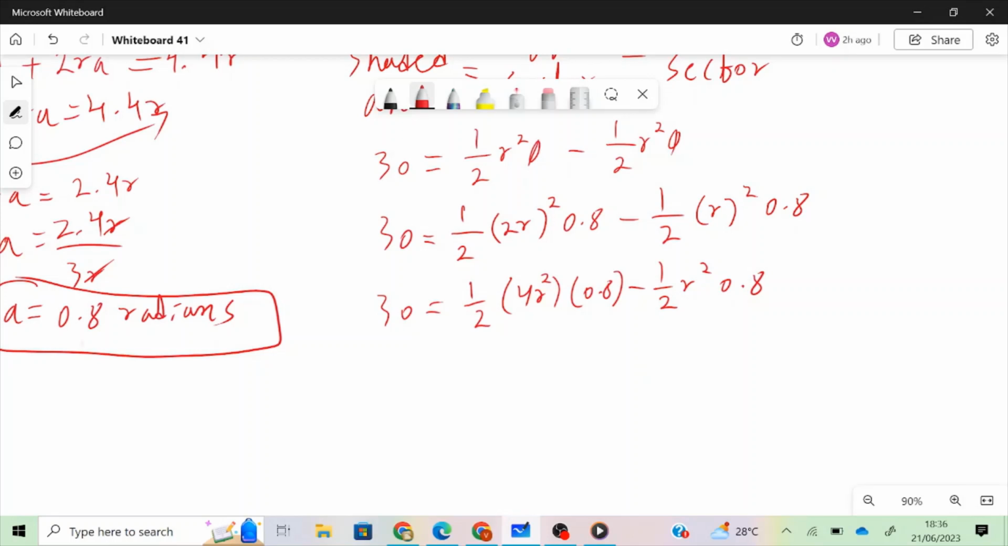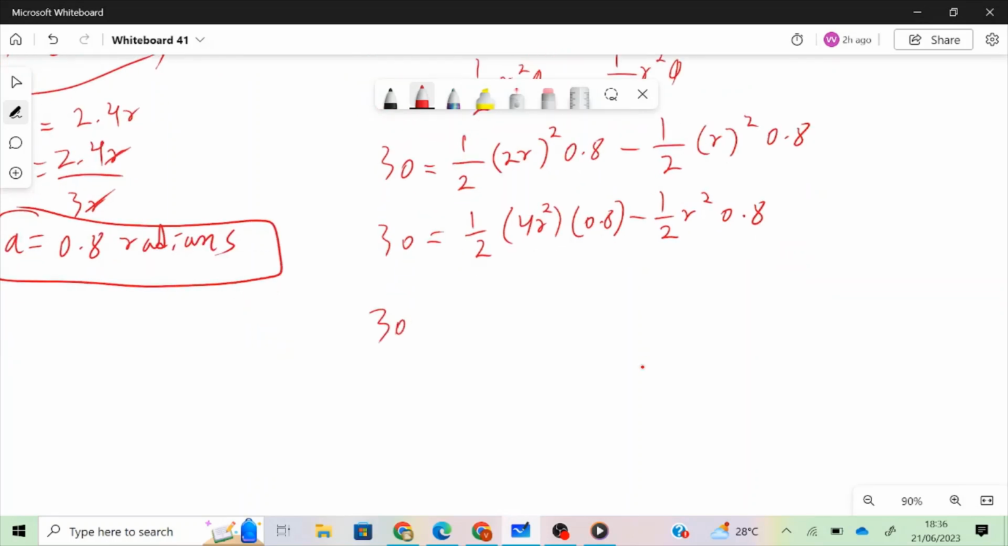Using your calculator and simplifying all this, you get 30 is equal to 1.6 r squared. That's because half times 4 is 2, and if you times 2 by 0.8 you get 1.6, so 1.6 r squared, minus half times 0.8, that's 0.4, minus 0.4 r squared. That is 30 is equal to 1.2 r squared.